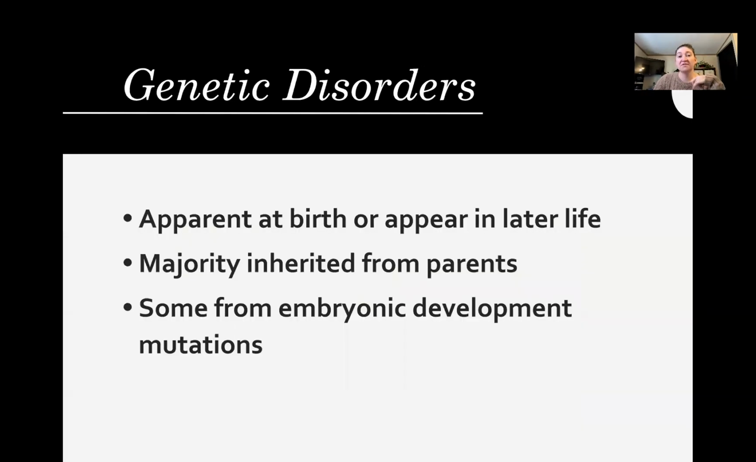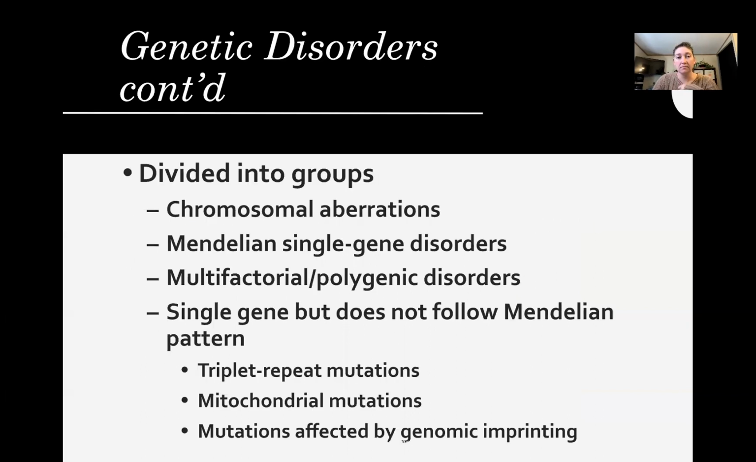So genetic disorders, these are apparent at birth or appear in later life. Majority are inherited from the parents and some from embryonic development mutations. They're divided into groups. So they're chromosomal aberrations, the single gene disorders, multifactorial polygenic disorders, single gene but does not follow the Mendelian pattern. So we have triplet repeat mutations, mitochondrial mutations, and mutations affected by genomic imprinting.